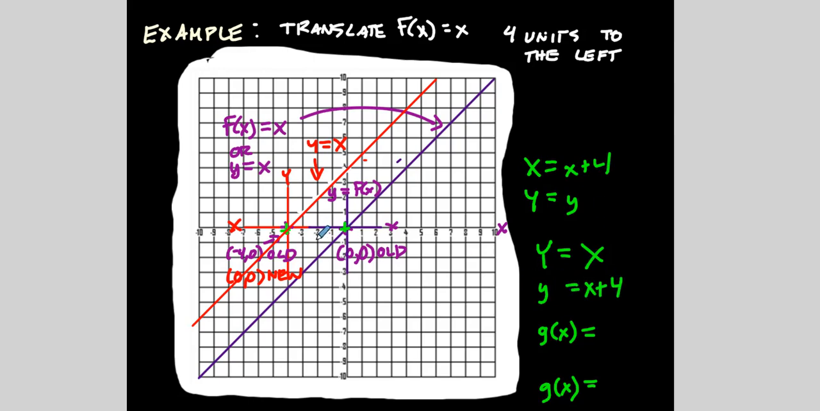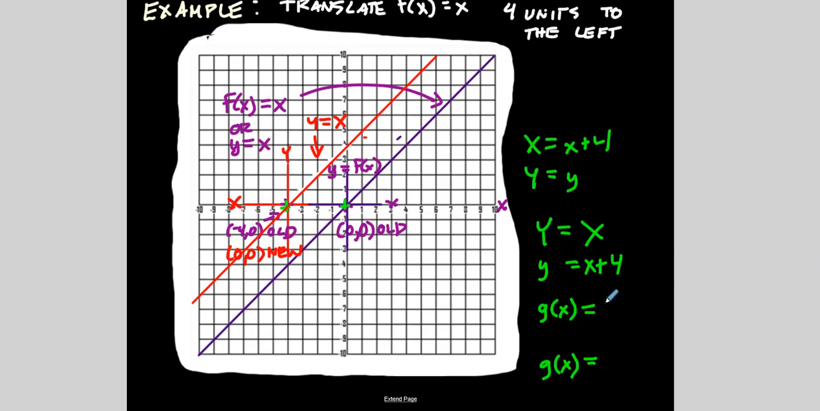So a shift to the left actually is adding 4, which is counterintuitive to what you would think. If I call this function g of x, it could be written as x plus 4, but could also be written as f of x plus 4, and everywhere in the original function here I replace x with x plus 4, I get g of x.